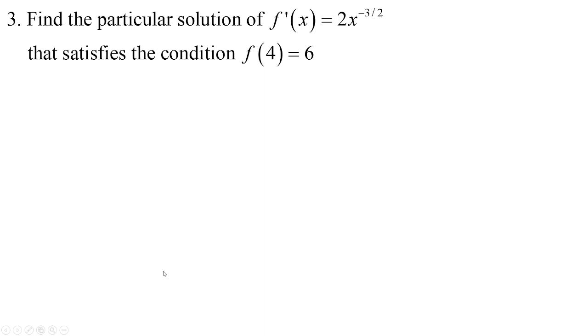Find the particular solution of f prime of x equals 2x to the negative 3 halves, satisfying the condition that f of 4 equals 6. So this was your first introduction to differential equations right here. So you know you need the antiderivative of this derivative to find your original solution f of x.